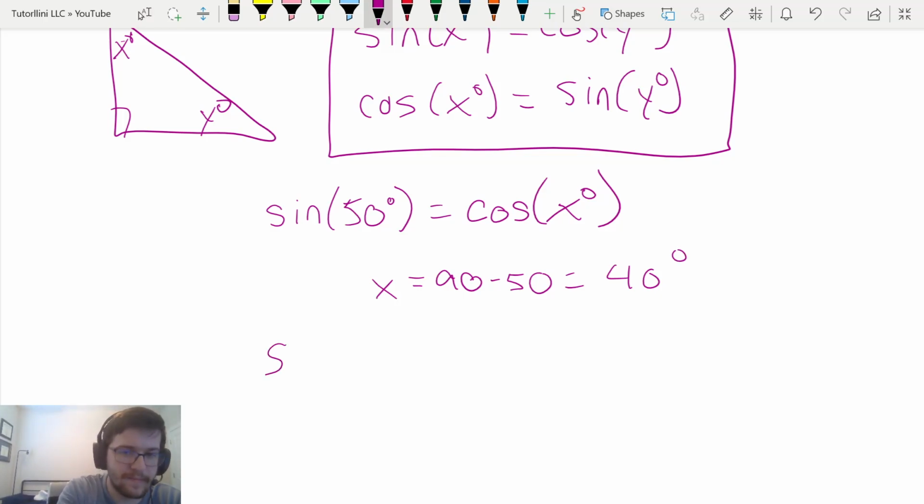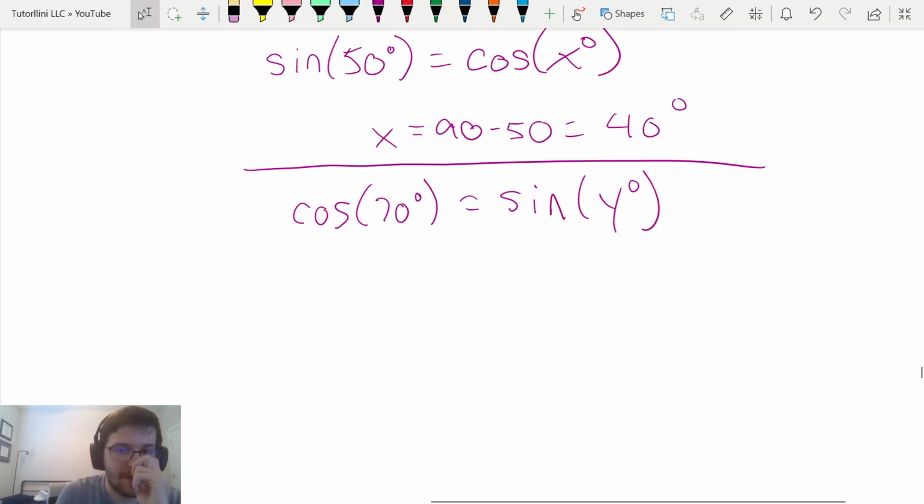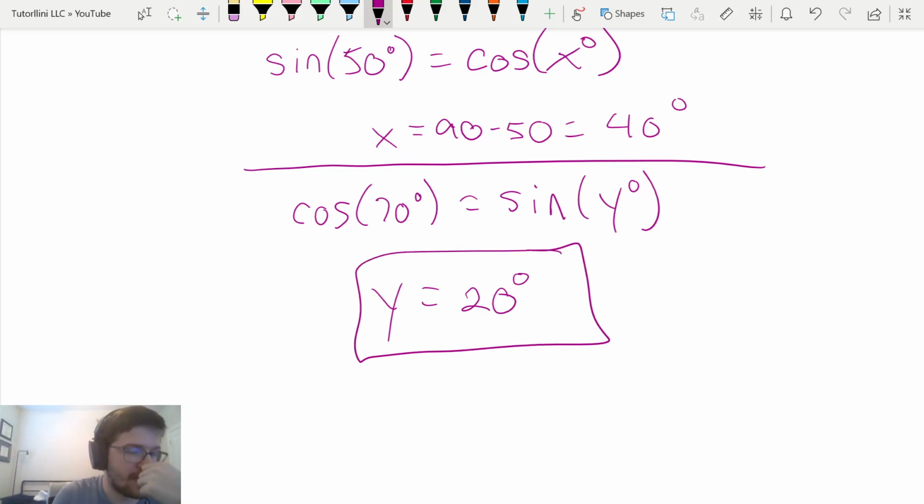Let's do another one. Let's say cosine of 70 equals sine of y degrees. Pause this video and see if you can do it. So we do 90 minus 70 because they have to add up to 90, and we get 20. So y would be 20 for this one. It's another very common way they test you on this.